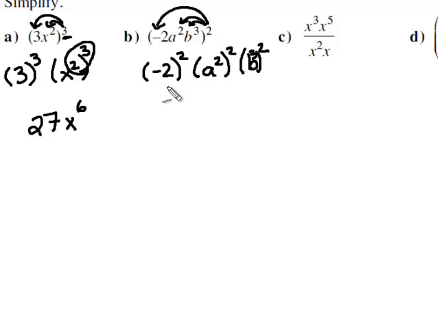So now just apply the exponents to each term. Now again, you don't have to rewrite it like that, but when I do, I get 4a to the 2 times 2, which is 4, and b to the 3 times 2, which is 6.